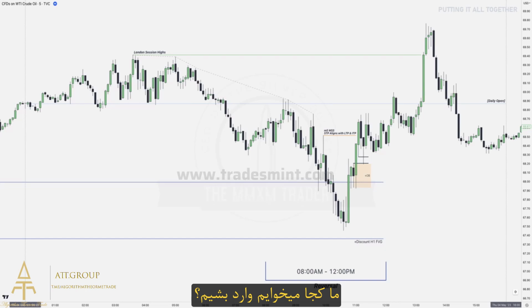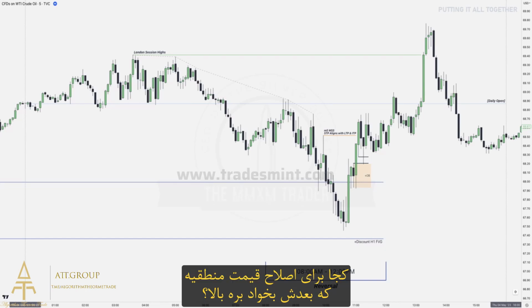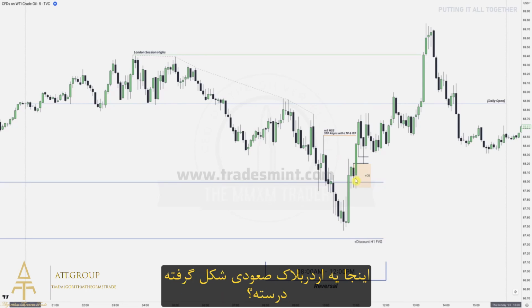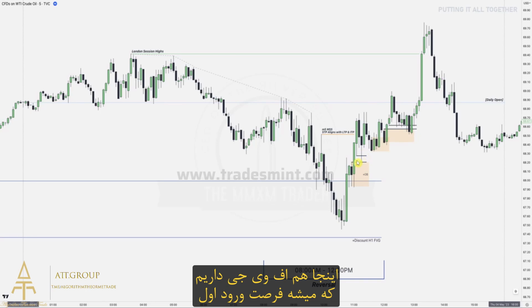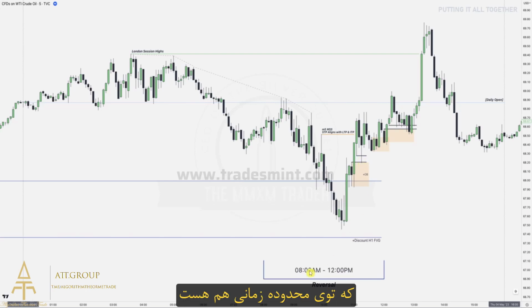Where do we want to enter, right? Where is it logical for price to retrace back into and then continue up? We've got this bullish order block formed over here, right? Fair value gap entered on. This is opportunity number 1, right? For an entry inside the time window, right?